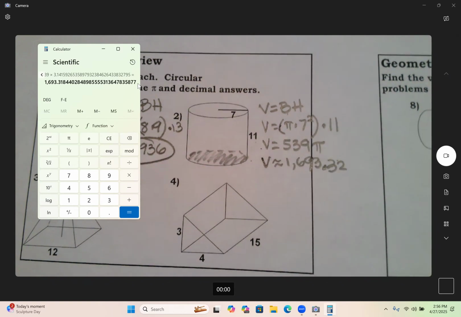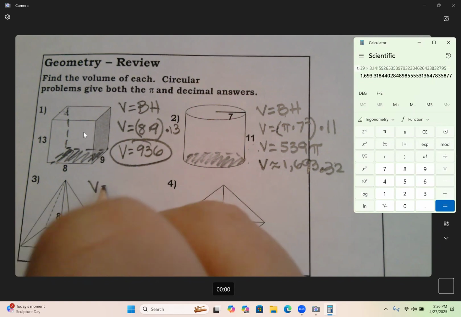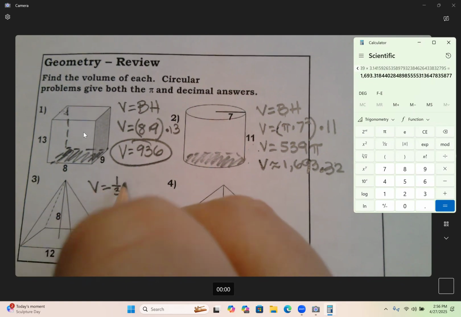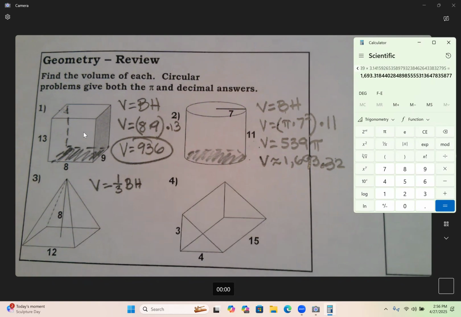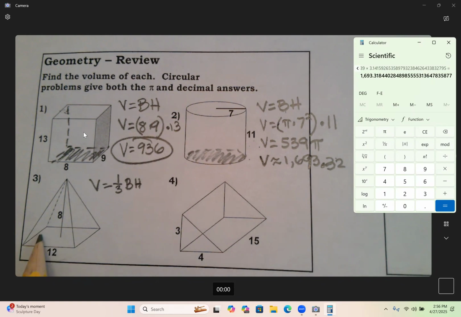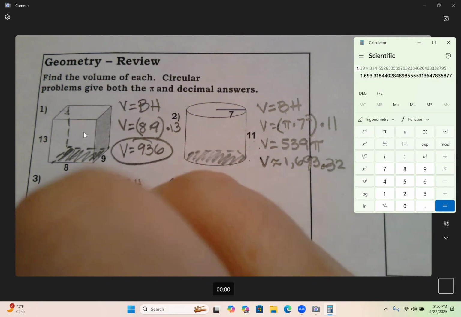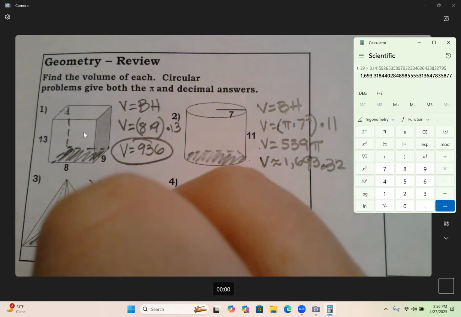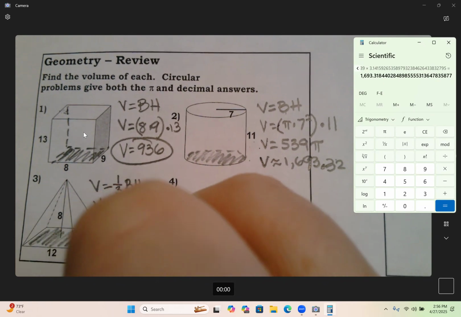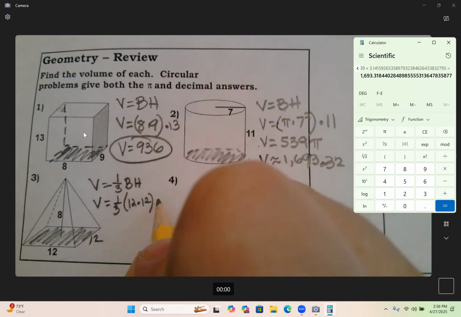All right, let's continue on now with number three. Number three, we have now a pyramid. So the volume of a pyramid on your reference sheet says 1/3 times the area of the base times the height. Now this is a square pyramid. So on the bottom, here is the shape of the base right here, the square would be 12 times 12. That's the area of the base. So volume is 1/3 times the area of the base, 12 times 12, times the height. And then the height of the pyramid is 8.